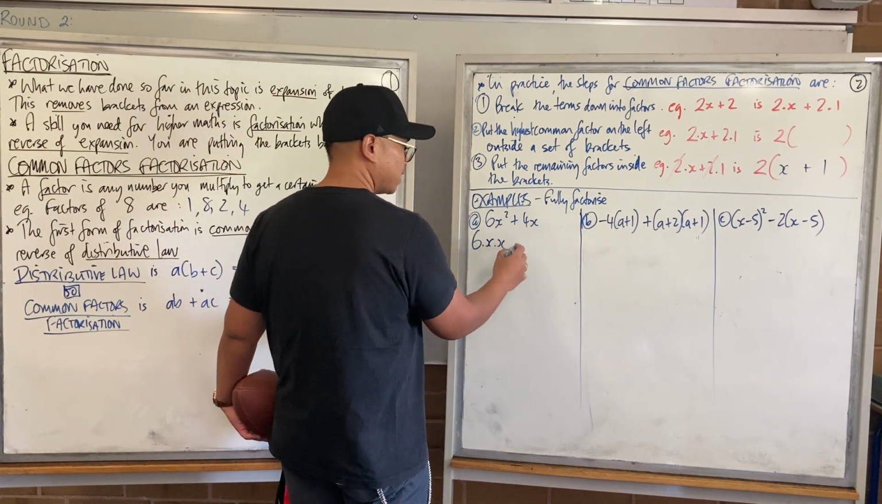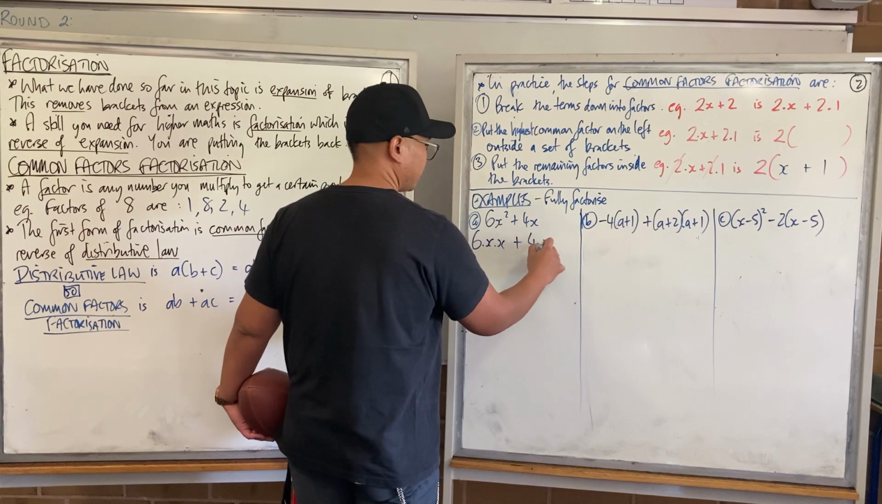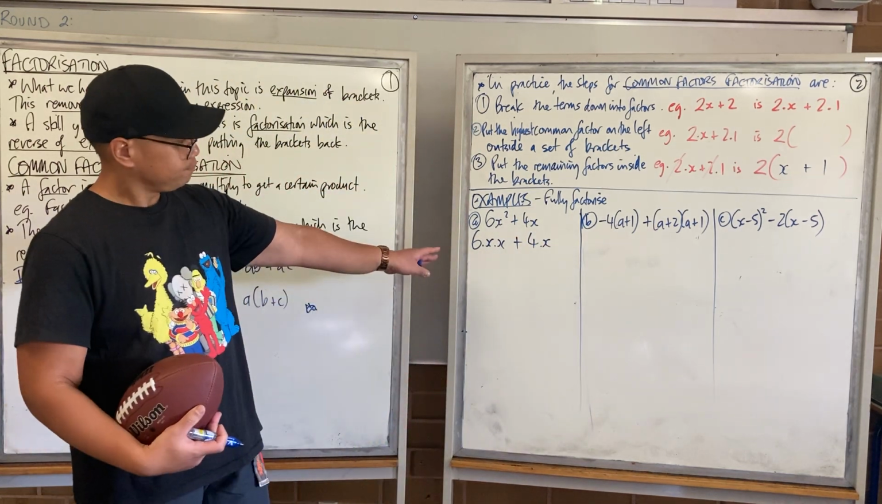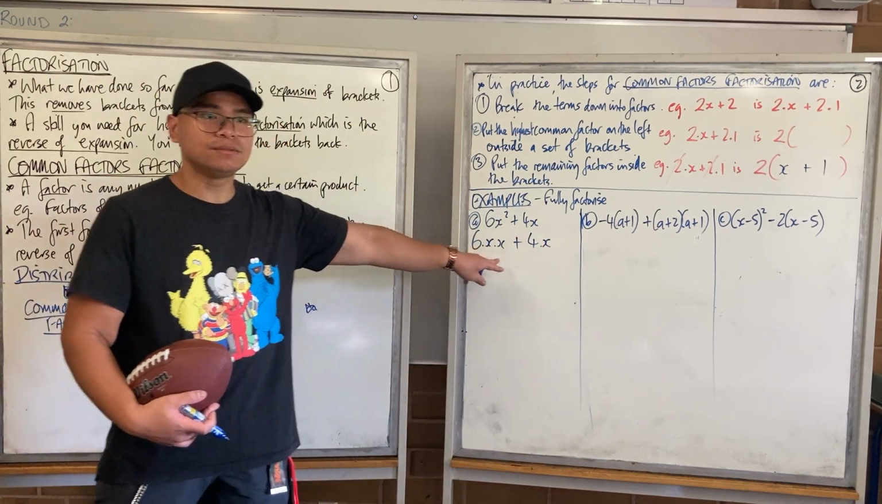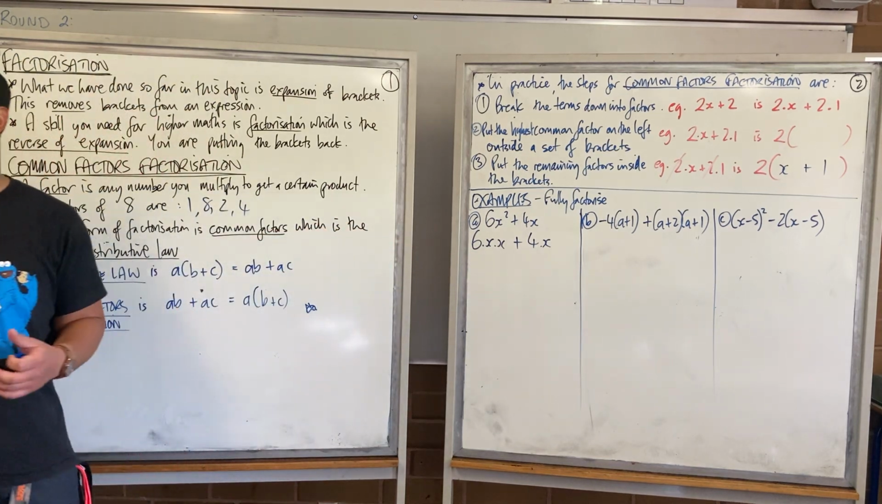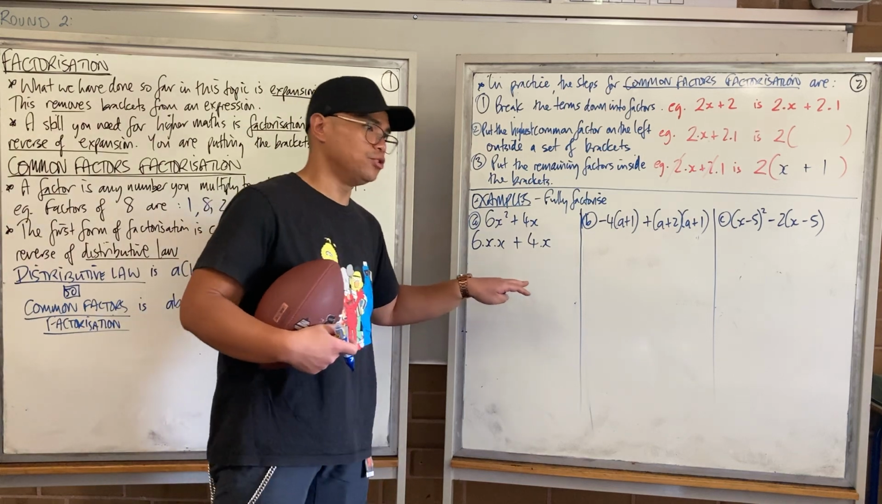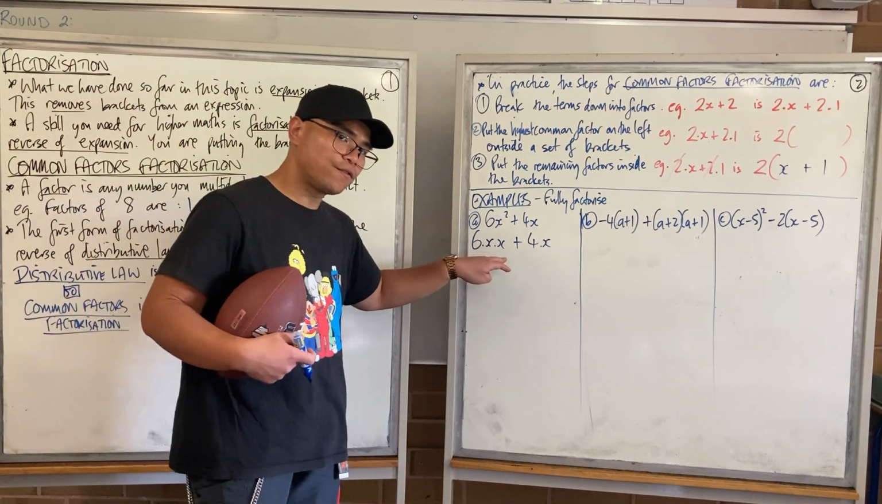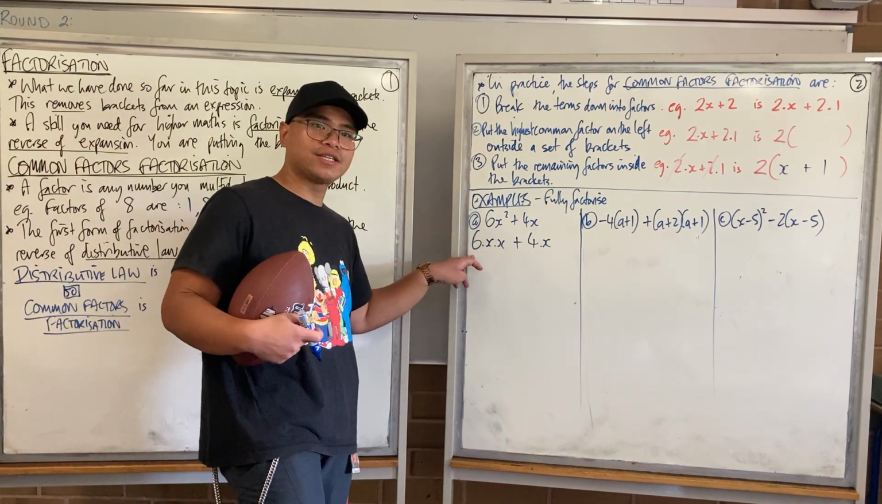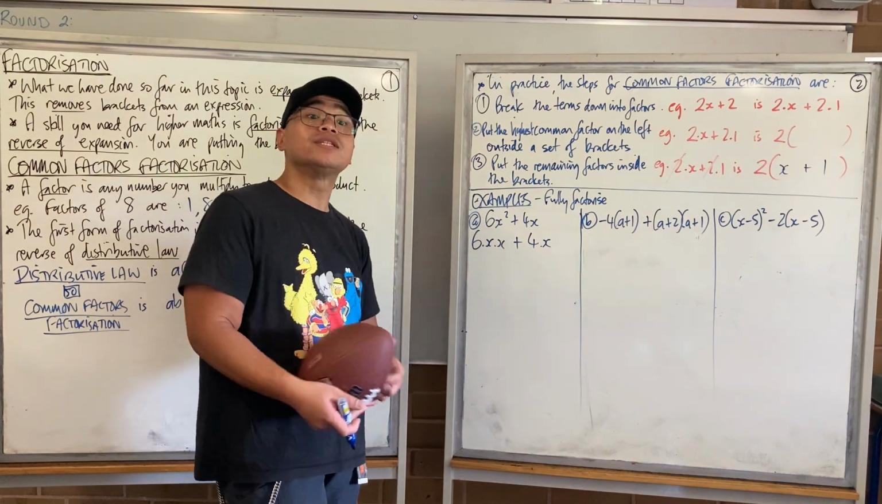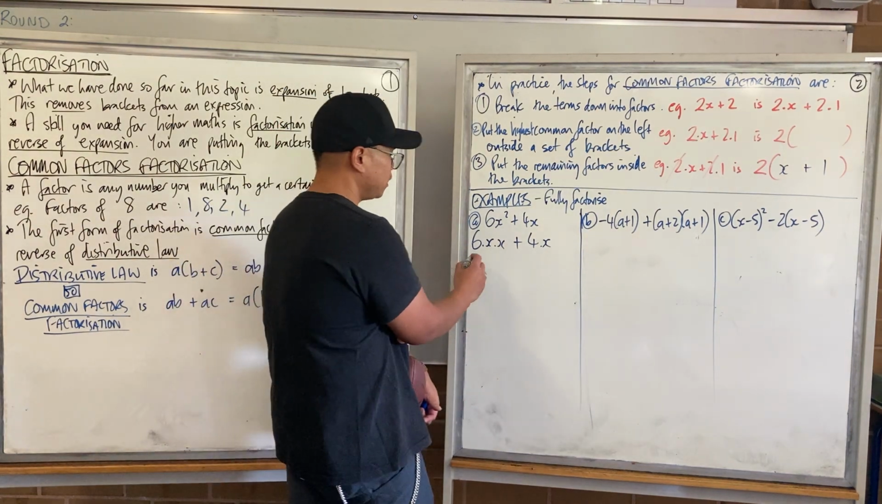So I've broken that down a little bit, and then this is 4 dot x. What's the only thing common in those two terms yet? X. But we can break this down further. Are there any factors of 6 and 4 that are the same? Yes. Good, so let's write this.